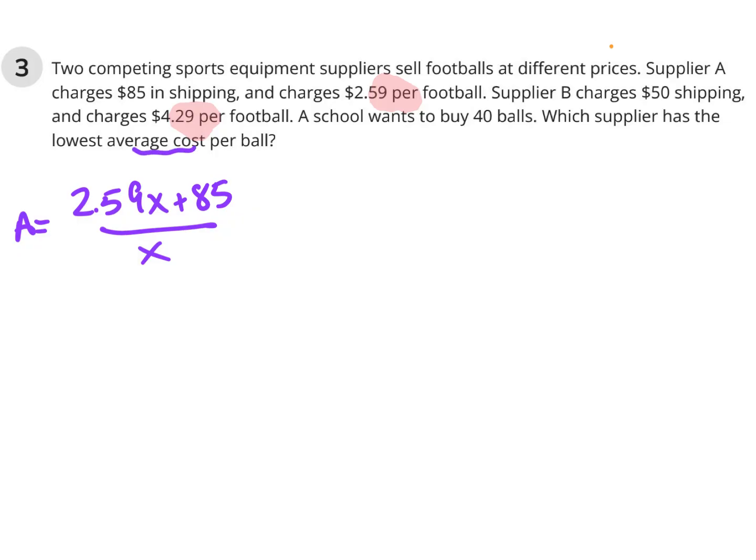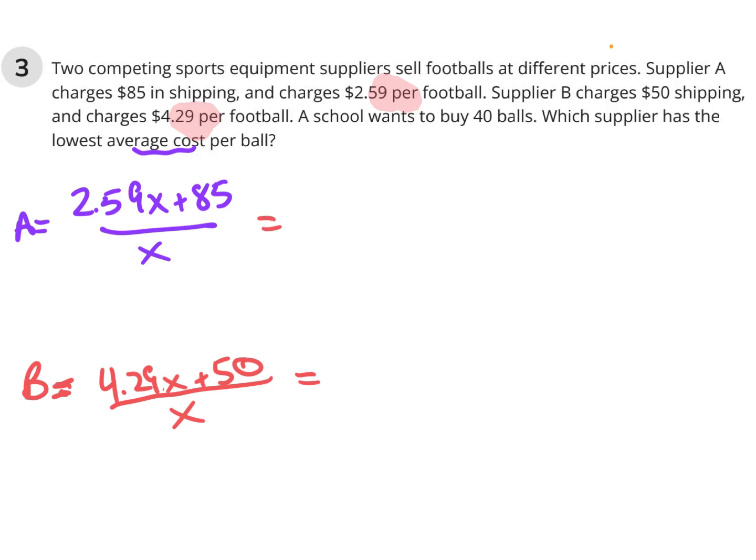B, for supplier B, you get 4.29x, I'm sorry, I forgot the x, plus 50 over x. All right, put these in the y1 and y2. Put A in the y1. You hit alpha x to make it a fraction and put your numbers in. And then when x equals 40, what is y?